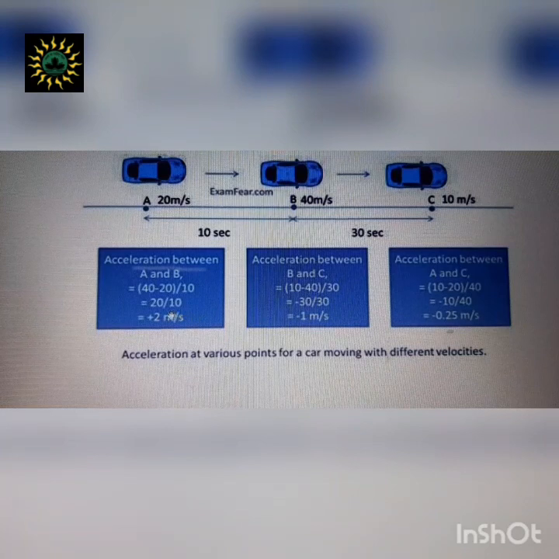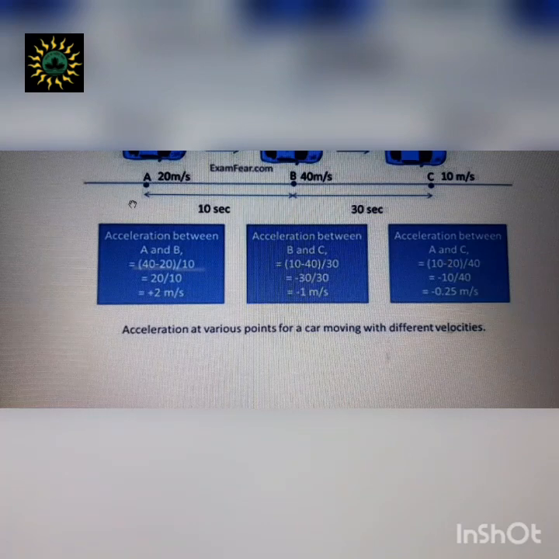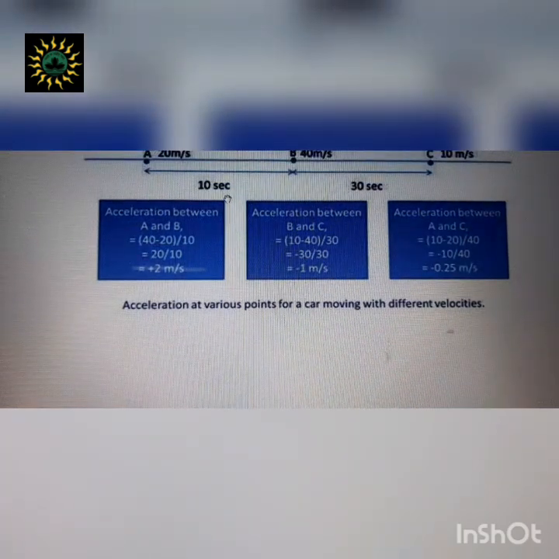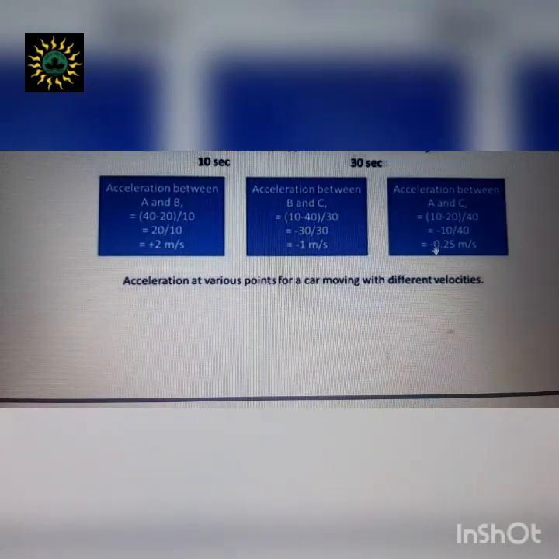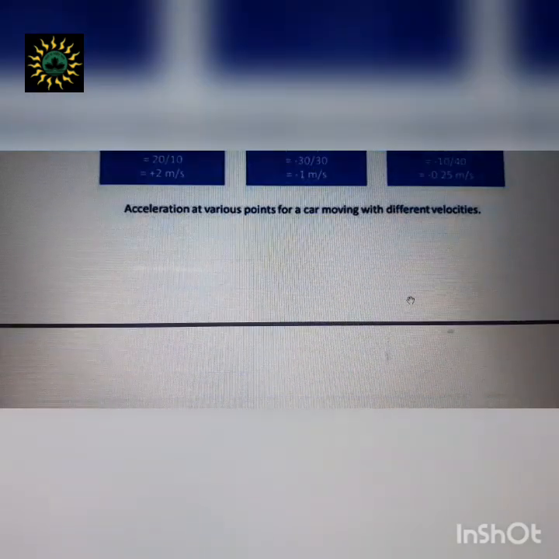You will correct this, meter per second square. Now in moving from point b to point c, the acceleration is minus 1 meter per second square. And if you are asked what is the acceleration in moving from point a to point c, then you have to take the final velocity as 10 meter per second and initial velocity as 20 meter per second. So 10 minus 20, and the total time interval is 10 plus 30, that is 40 seconds, divided by 40, and you will get minus 0.25 meter per second square.